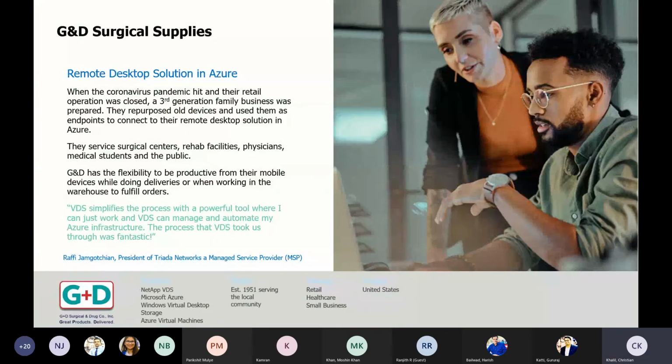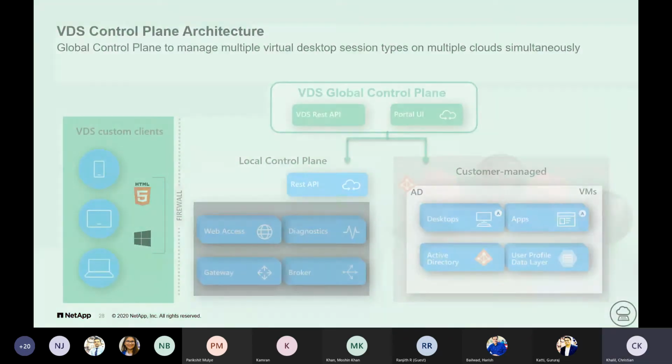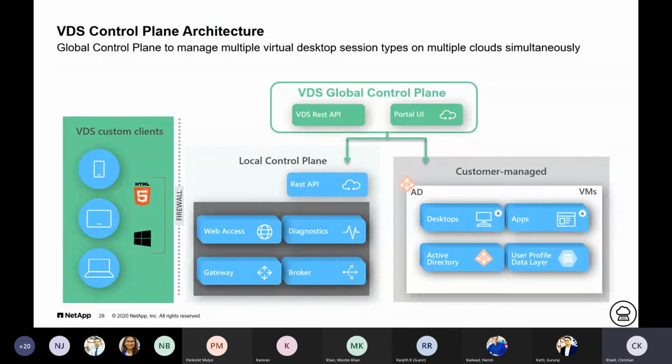This is another example. So this is the high-level architecture of our VDS. If you are familiar with virtual desktop environments, they consist of certain components. Those components will be first the web access, which is the HTML5 portal. From that portal you can configure or access your virtual desktop.